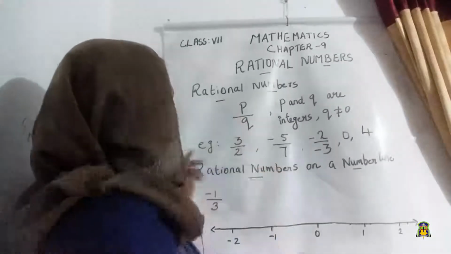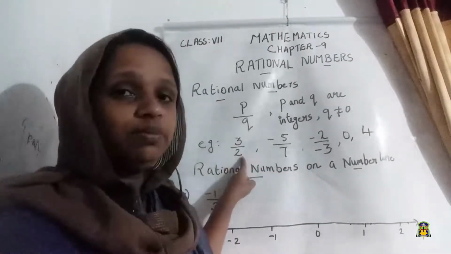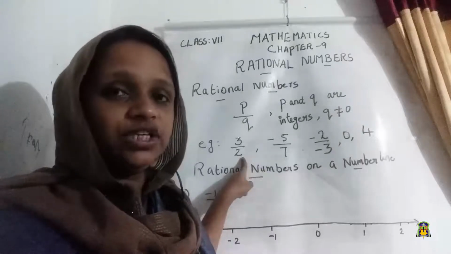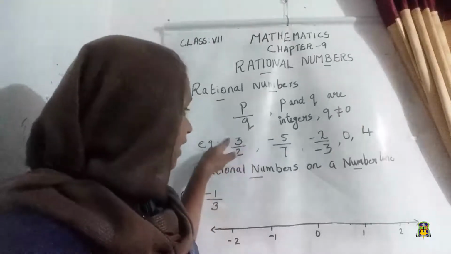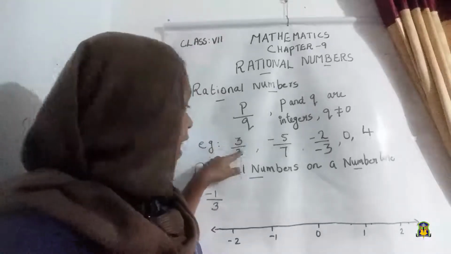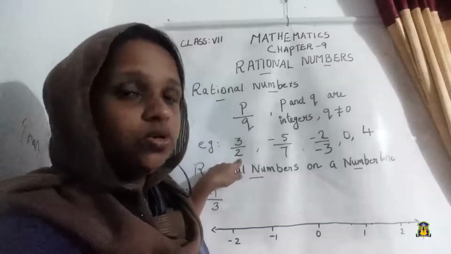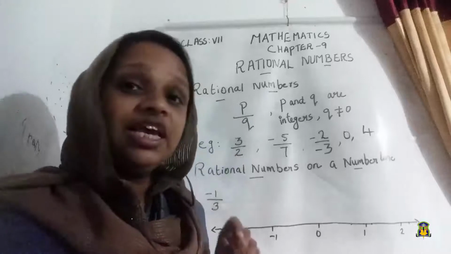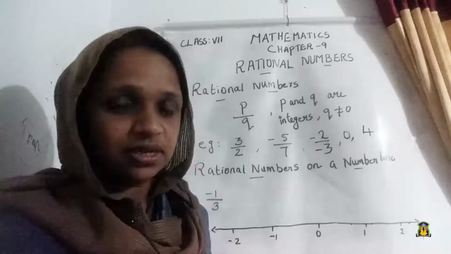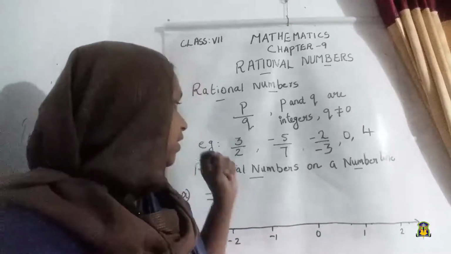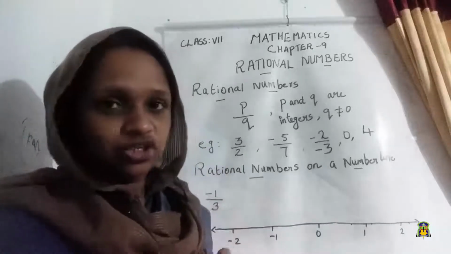Now, see 3 by 2. Is it a rational number? Yes, because the numerator is 3 and the denominator is 2. So 3 and 2 are what? Positive integers. So we can tell that 3 by 2 is a rational number.